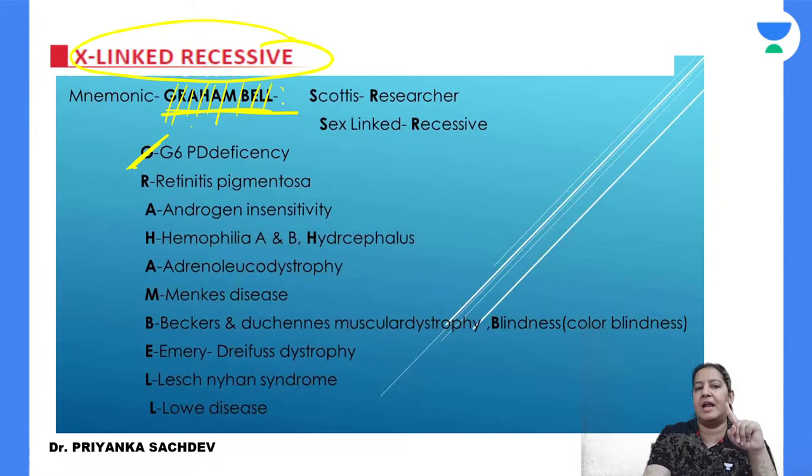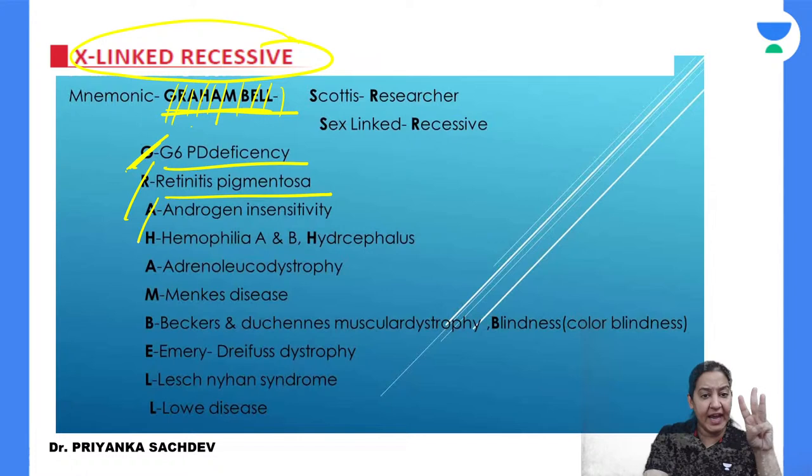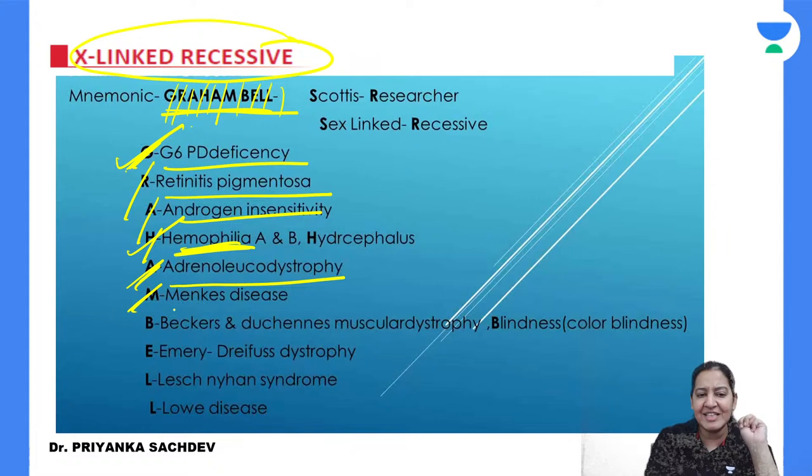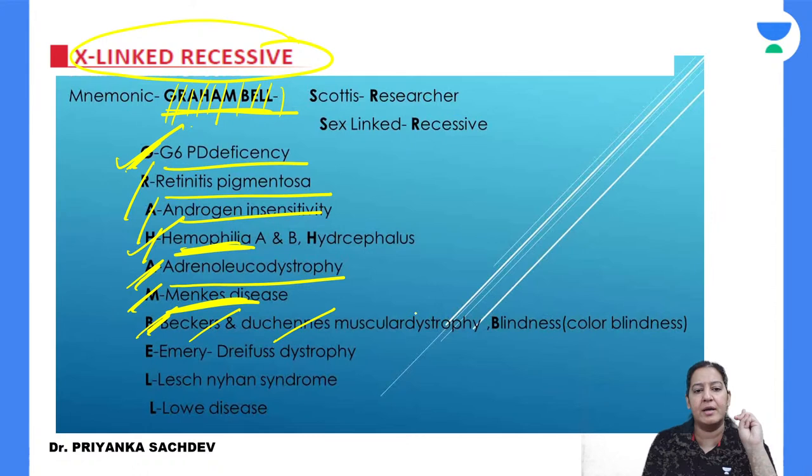R stands for retinitis pigmentosa. A for androgen insensitivity. H for two things. Hemophilia pe bahut PYQ aata hai, G6PD deficiency aur hemophilia pe. A is adrenoleukodystrophy. M is Menkes disease. B say other dystrophies are there, Becker, Duchenne. B say color blindness bhi hai.